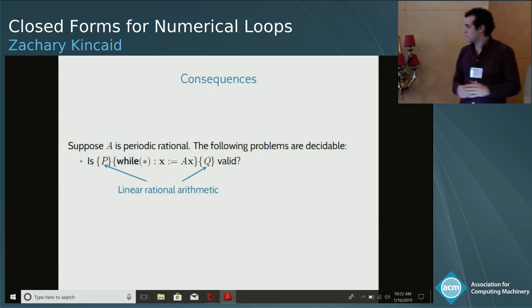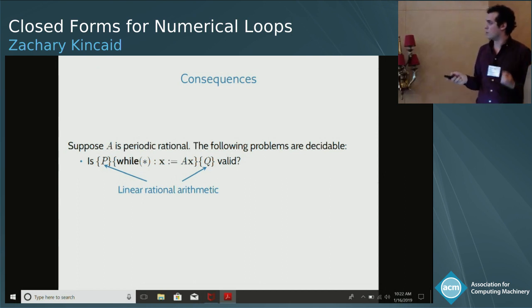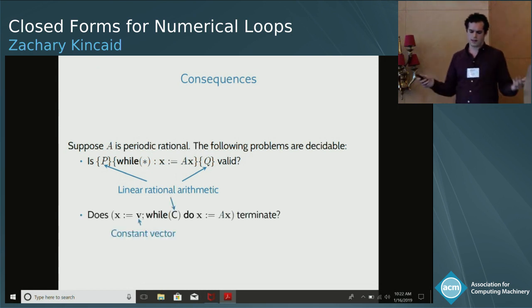So the consequences of this being decidable: first of all, we can check whether Hoare quadruples are valid involving linear loops with periodic rational eigenvalues. And second, we can check termination starting from some initial condition.